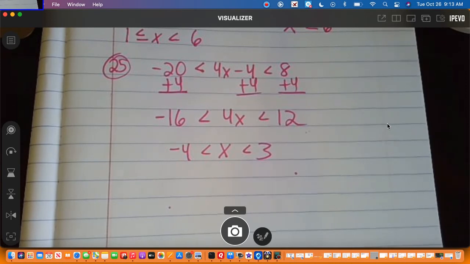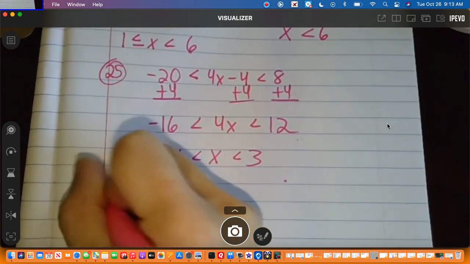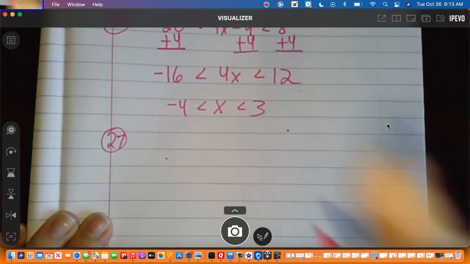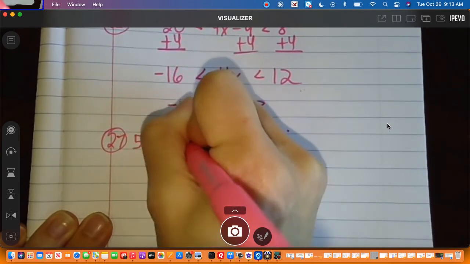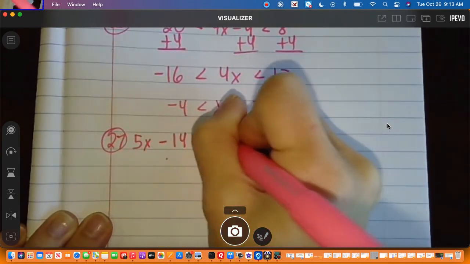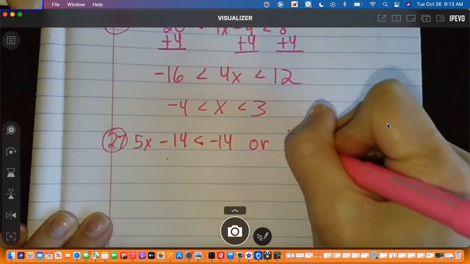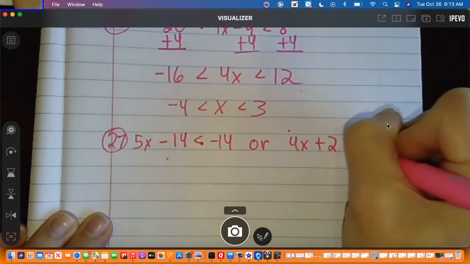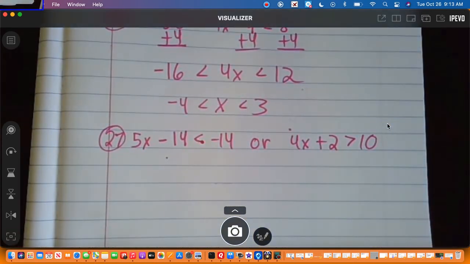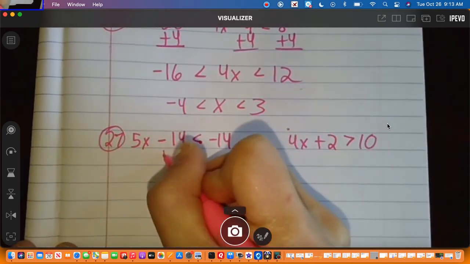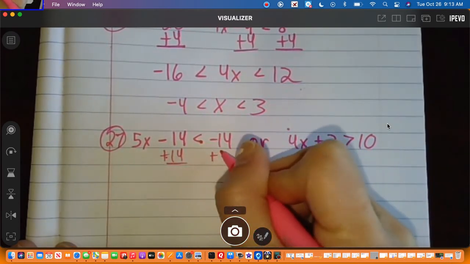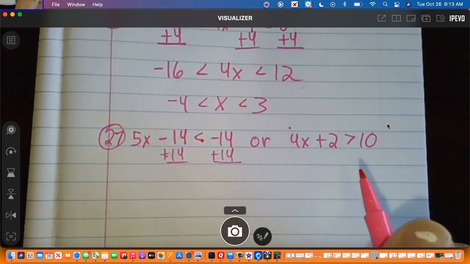I have it. Okay, 27. We have 5x minus 14 less than negative 14 or 4x plus 2 greater than 10. What do I do? This has an or. Aston, we know it's an or because it says it's an or. So, yeah, we're going to solve them. I'll add 14. And y'all, it can go to 0. It's okay for you to get a 0. A 0 is a number.